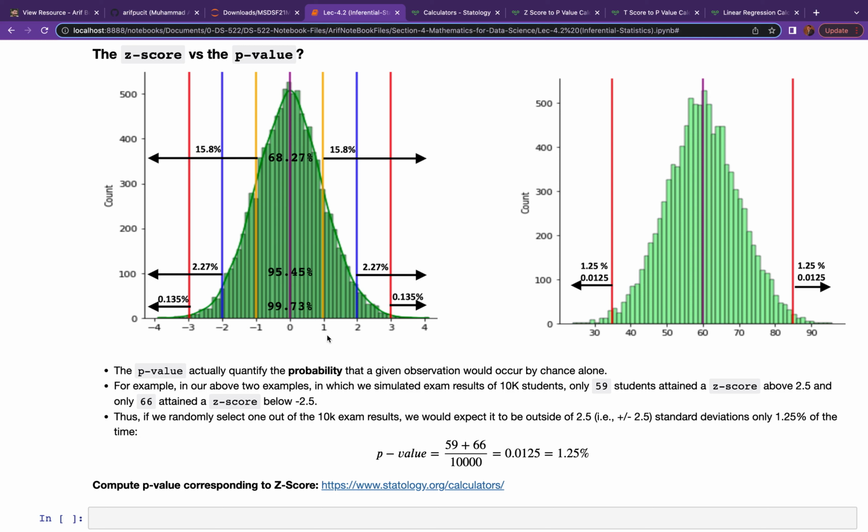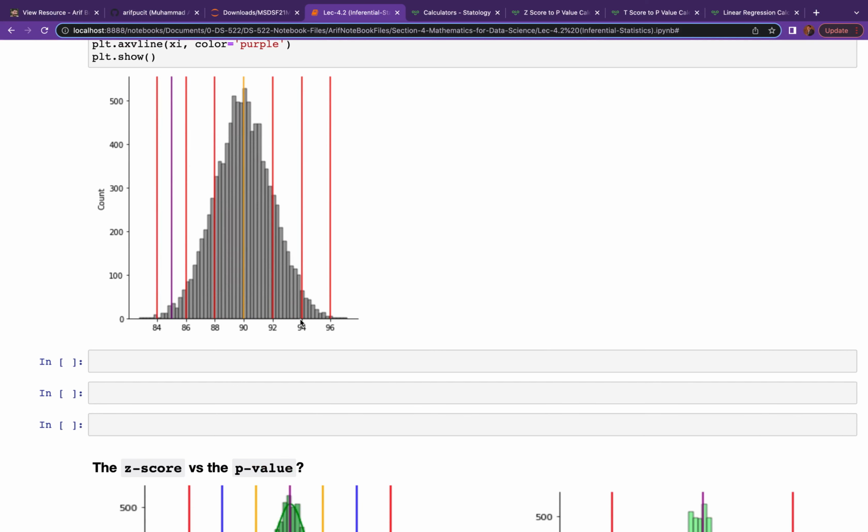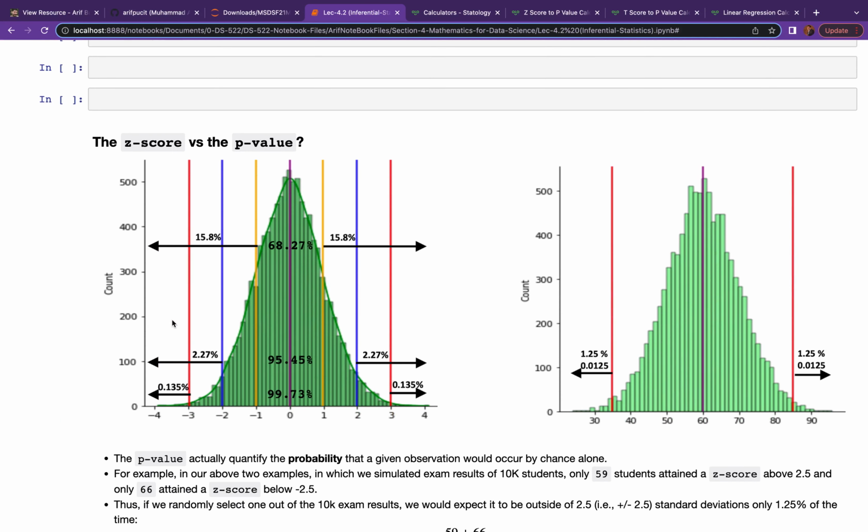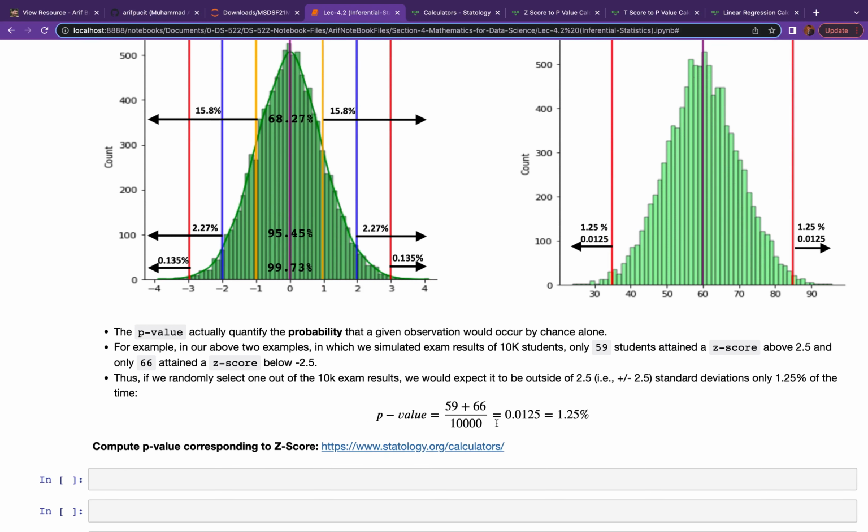My dear students, in the above two examples, only 59 students attained a z-score above plus 2.5, and only 66 students attained a z-score below minus 2.5. If you can recall, you see, we can convert this z-score, that is plus 2.5 and minus 2.5, to a p-value using this formula. Or you can always use a calculator.